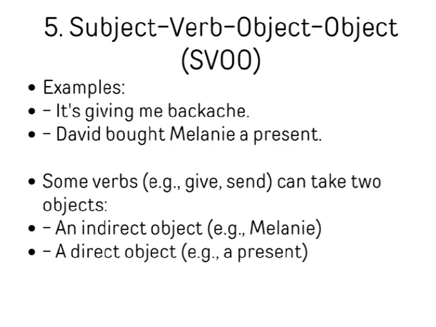The last structure type is where we have subject, verb, object 1 and object 2. Here we have two types of objects. It's giving me backache. It is the subject, giving is the verb, me is the first object, backache is the second object. David bought Melanie a present. David is the subject, bought is the verb, Melanie is object 1, a present is object 2.